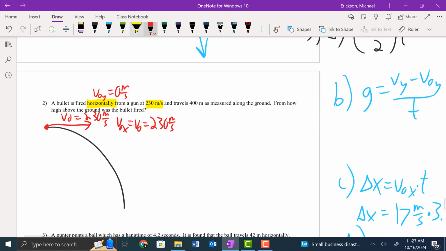The other thing they give me in this problem, it travels 400 meters as measured along the ground. That's from here to there. They say is 400 meters. Now, when I'm drawing it out, I can see that looks like it's in the horizontal direction. So this must be my delta X. As far as your delta Y goes, they are asking you how high above the ground it is being fired from. So that basically sounds like the delta Y. So we're trying to find the delta Y.